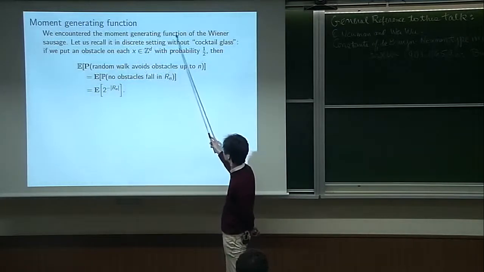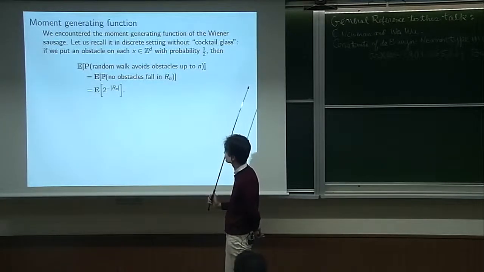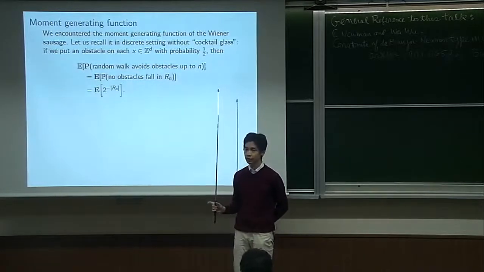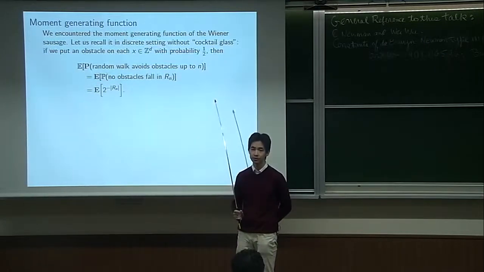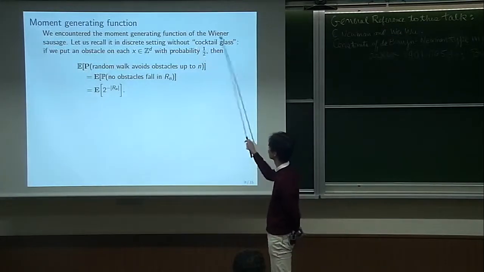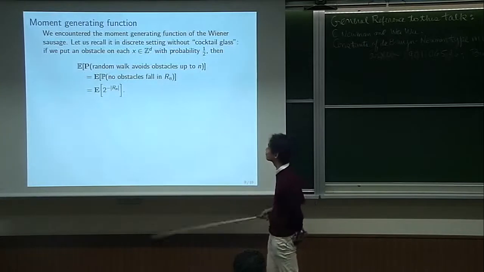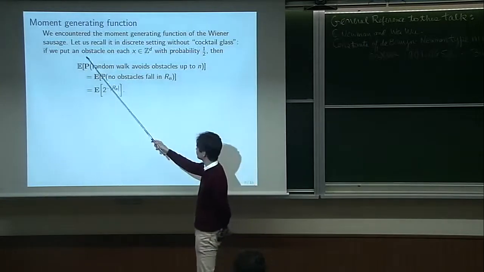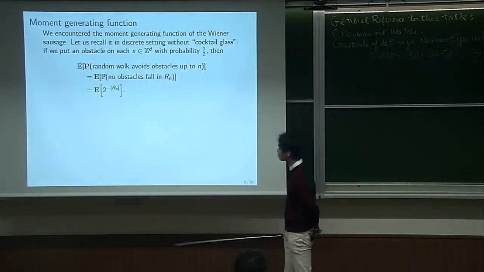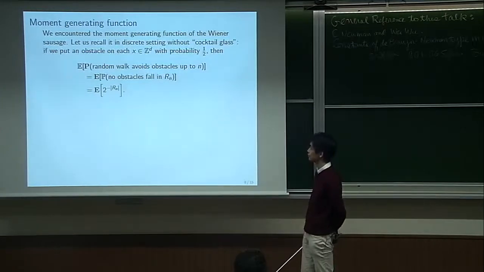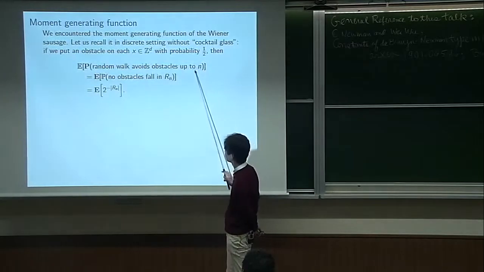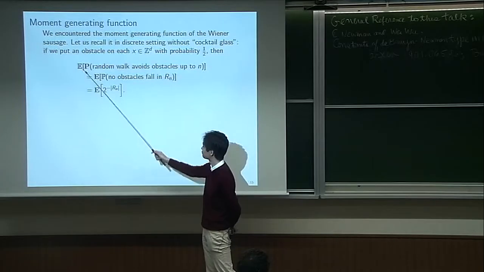Recall that we encountered the moment generating function of the Wiener sausage in the previous analysis. You remember that we evaluated the expected value of the solution to the heat equation, and we ended up with the exponential of the volume of the Wiener sausage. But let me recall that in the discrete setting and also without the cocktail glass. The cocktail glass is the outer boundary. Meaning that we put obstacles on each site of the integer lattice with probability 1/2. You flip the coin on each site and you decide if you put an obstacle or not. And then you look at this probability: the random walk avoids obstacles up to some fixed time, and you take an expected value. This is what we have done.